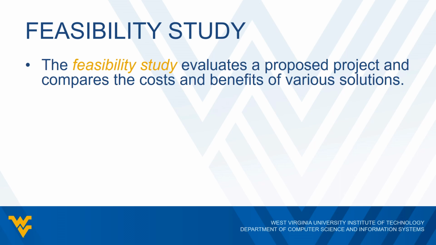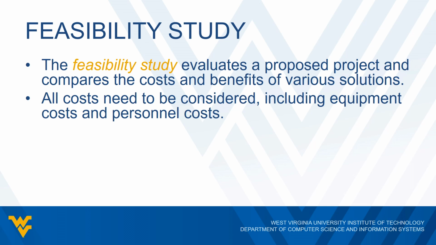The feasibility study will evaluate a proposed project and compare the costs and benefits of the various solutions. So the whole point here is that we need to consider all the costs, including any equipment costs and any personnel costs. For example, one solution might be to buy a new computer system for the project. Now, the cost of hardware has dropped, but it's still a significant purchase. And then we might also have to consider costs on top of that, such as purchasing laser printers or purchasing telecommunication links.